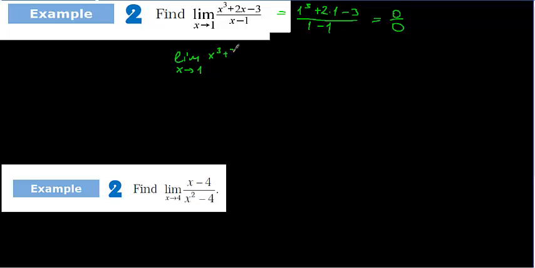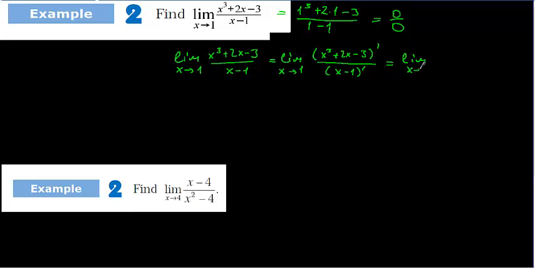Limit of x cubed plus 2x minus 3 over x minus 1 is going to be equal to limit x tends to 1 of the derivative of x cubed plus 2x minus 3 over the derivative of x minus 1, and that's equal to limit x tends to 1 of 3x squared plus 2 over 1.